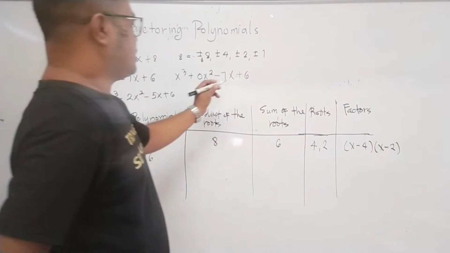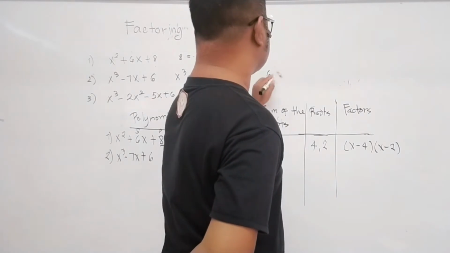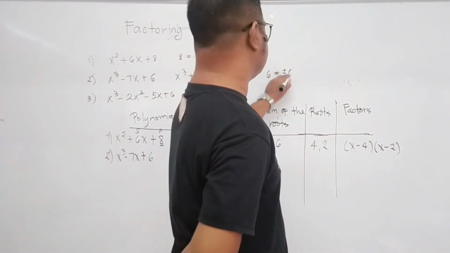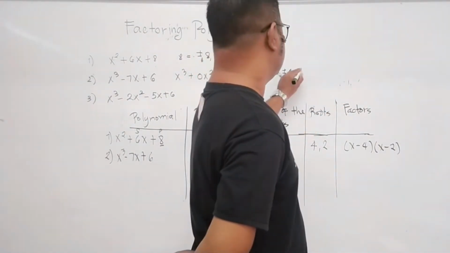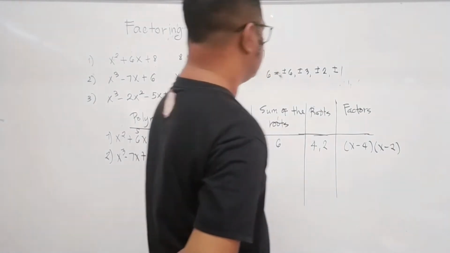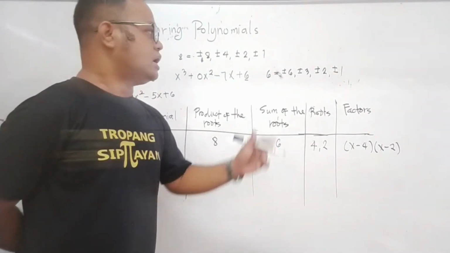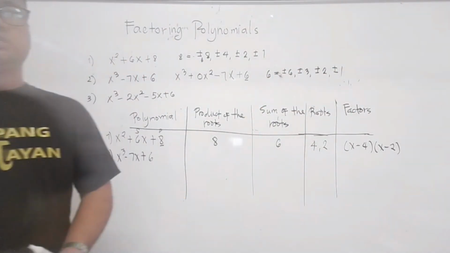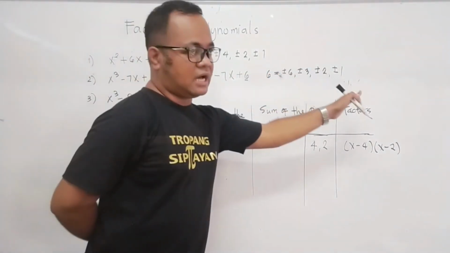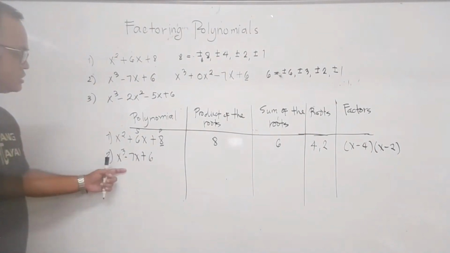Look at the constant here, which is 6. Write all the factors of 6. The factors of 6 are positive and negative 6, positive and negative 3, positive and negative 2, and positive and negative 1. So we have 2, 4, 6, 8 possible factors of 6. Out of these 8 possible factors, only 3 are the solutions of this polynomial.